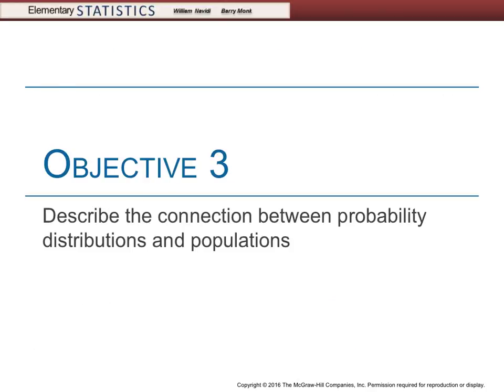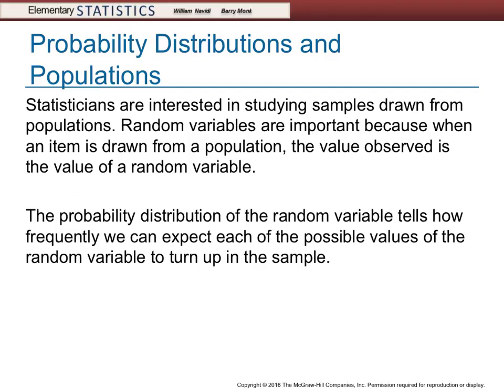Objective 3. Describe the connection between probability distributions and populations. Statisticians are interested in studying samples drawn from populations. Random variables are important because when an item is drawn from a population, the value observed is the value of a random variable. The probability distribution of a random variable tells us how frequently we can expect each of the possible values of the random variable to turn up in the sample.